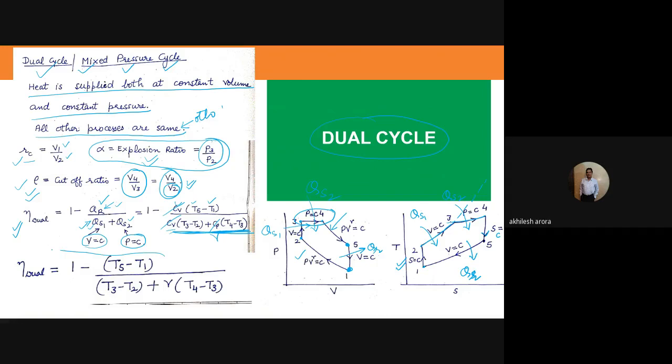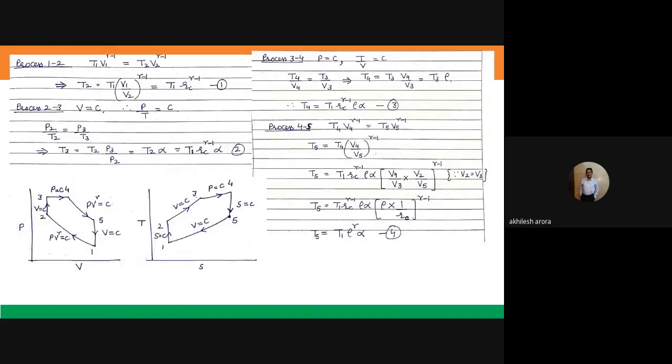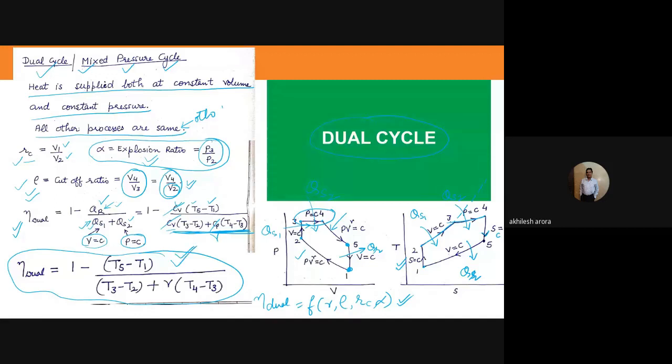So this is the final expression for the efficiency of the dual cycle. But once again, as we did in case of the previous cycles, we derived the efficiency in terms of certain parameters. So here we would like to calculate the value of dual efficiency as a function of gamma, as a function of rho, as a function of RC, and as a function of alpha. So this is how we want to represent the efficiency of the dual cycle. So once again, as you have seen, this is the expression for the efficiency of the dual cycle.